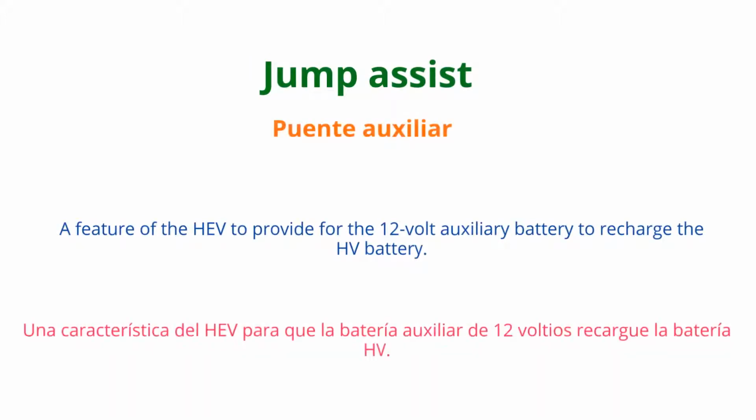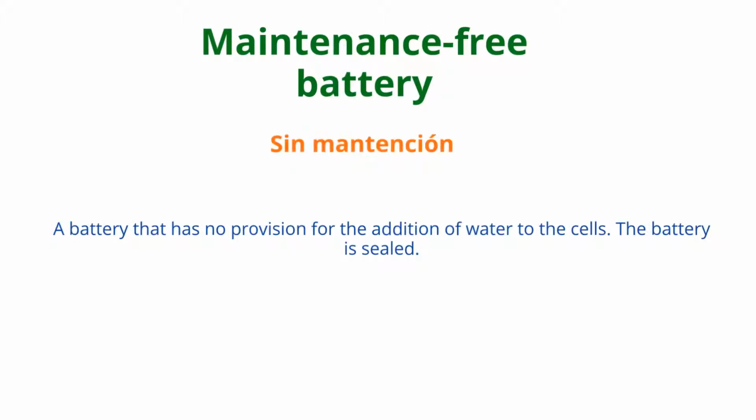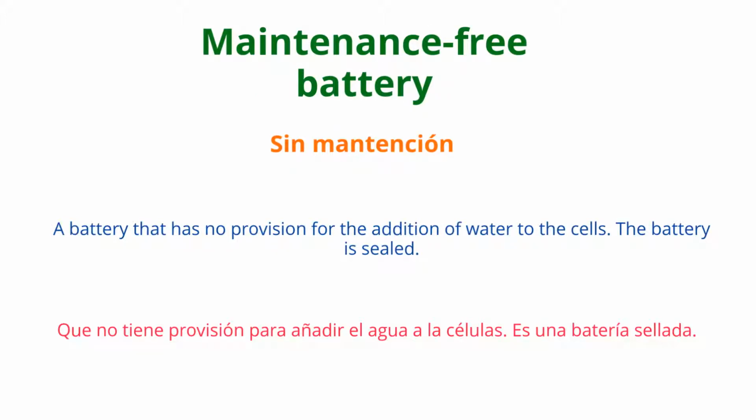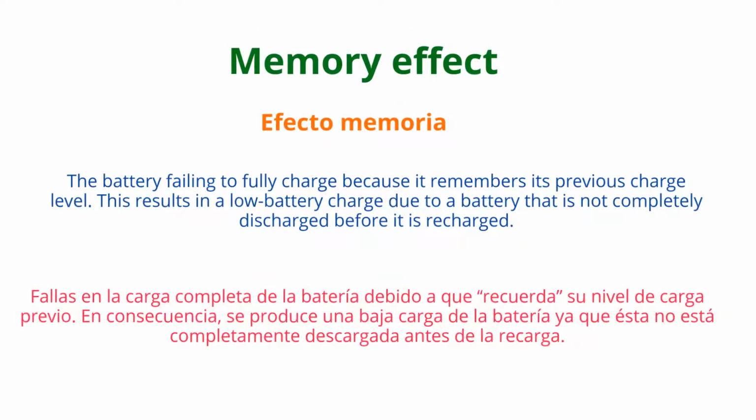Jump assist. A feature of the HEV to provide for the 12-volt auxiliary battery to recharge the HV battery. Maintenance-free battery. A battery that has no provision for the addition of water to the cells. The battery is sealed. Memory effect. This refers to when the battery fails to fully charge because it remembers its previous charge level. This results in a low battery charge due to a battery that is not completely discharged before it is recharged.